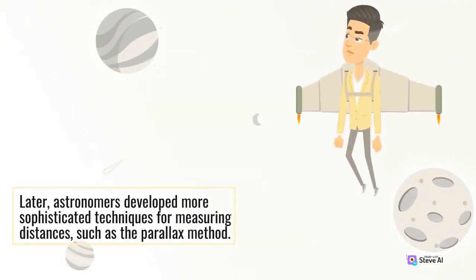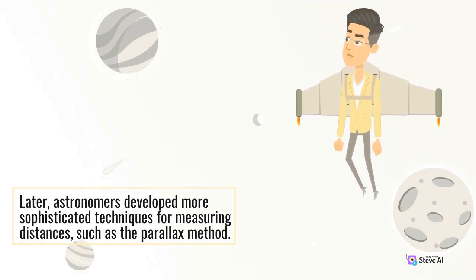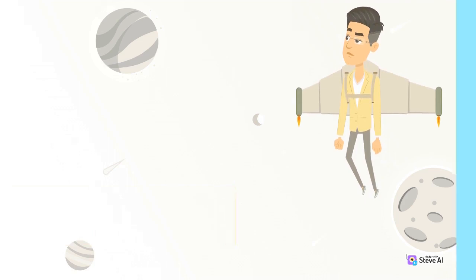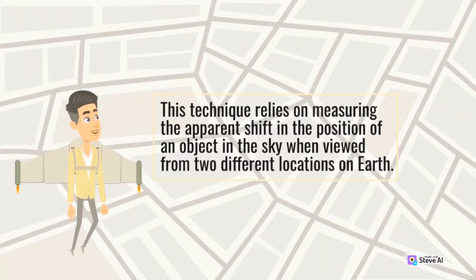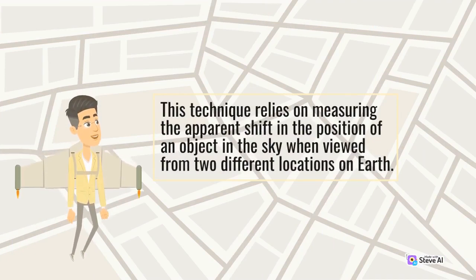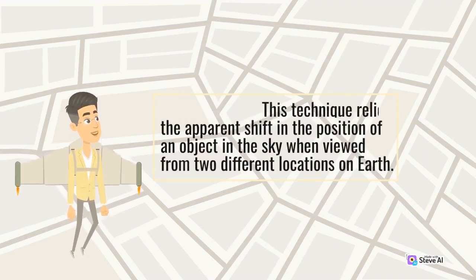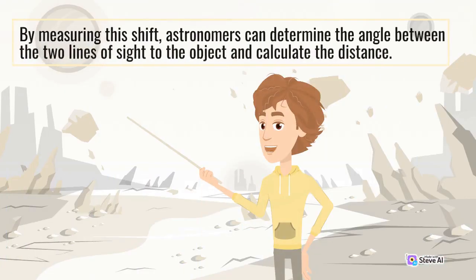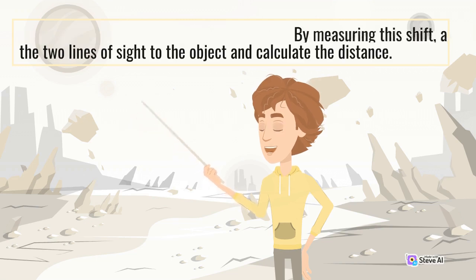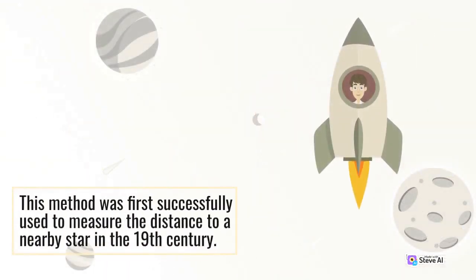Later, astronomers developed more sophisticated techniques for measuring distances, such as the parallax method. This technique relies on measuring the apparent shift in the position of an object in the sky when viewed from two different locations on Earth. By measuring this shift, astronomers can determine the angle between the two lines of sight to the object and calculate the distance. This method was first successfully used to measure the distance to a nearby star in the 19th century.